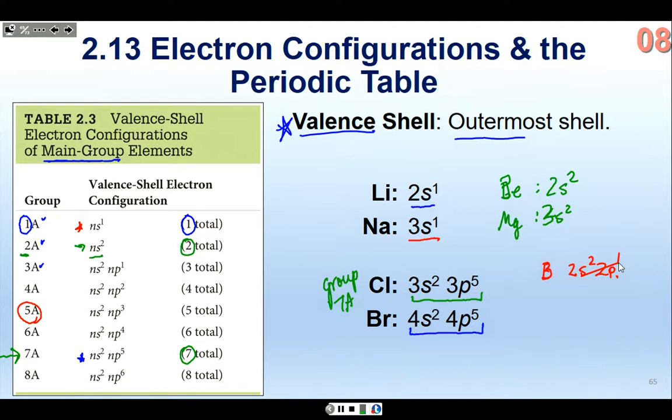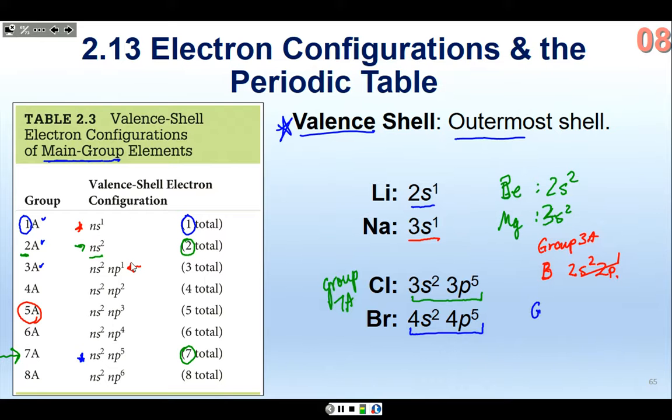I did group 3. That was group 3, not group 5. Well, silly me. Group 3A will have this pattern with ns2 and np1. The third electron is in the p subshell. Okay, now I will do group 5. Well, if I read the right column, it would help. And not element 5, but group 5.